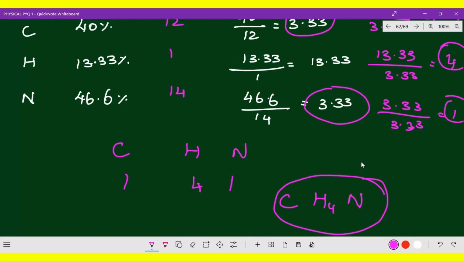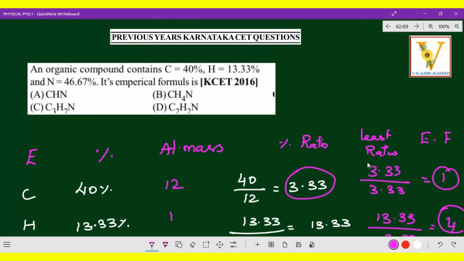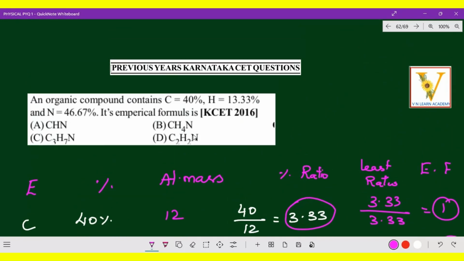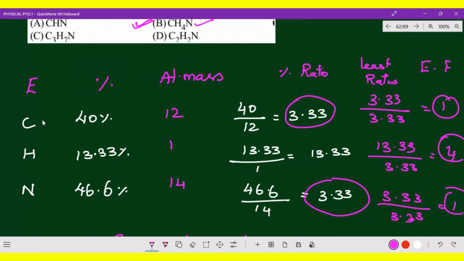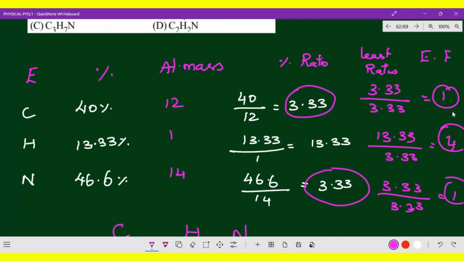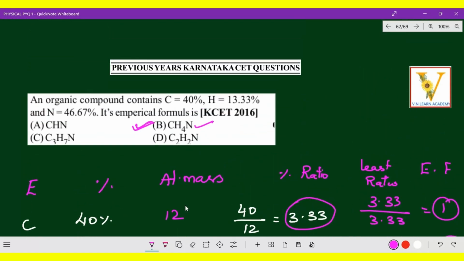If they were asking for the molecular formula, n equals molecular mass by empirical mass, and in that way you can identify it. So here, CH4N, option B, is the correct option. I hope you got the clarity on how to identify it very easily. Instead of going all around, directly bring the columns: elements, percentage, atomic mass, percentage ratio, least whole number ratio, and then empirical formula. Come on, let's go to the next question.